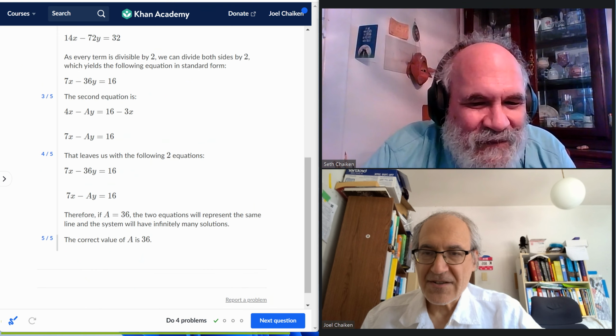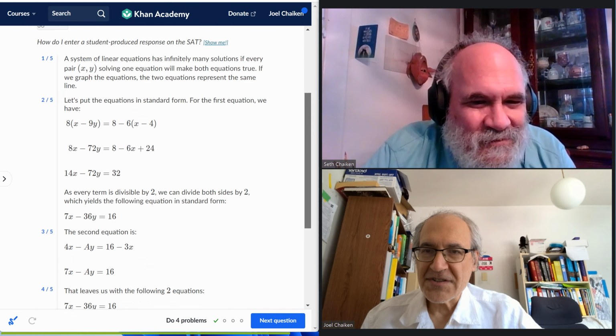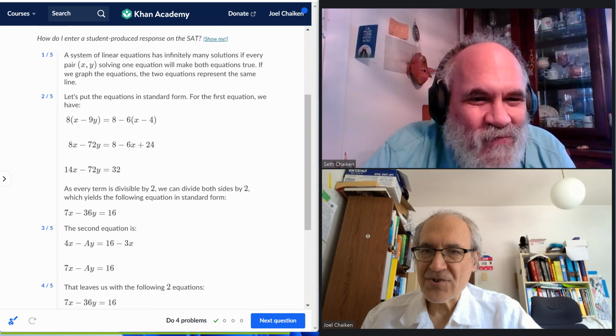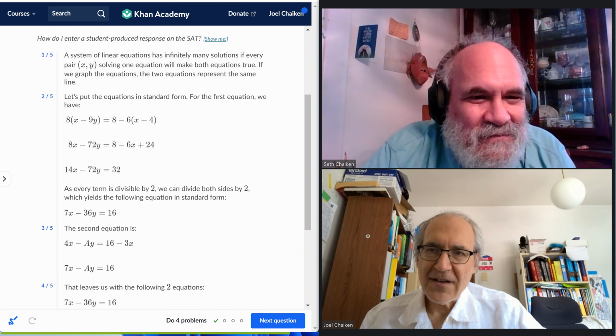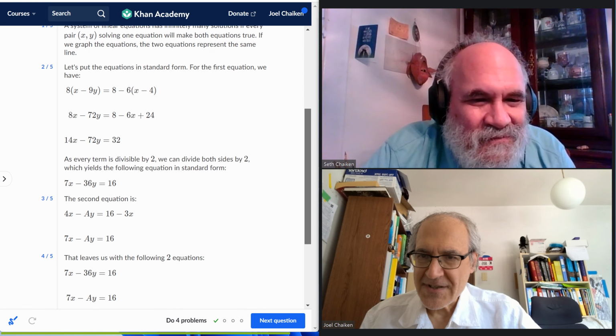How did they answer the question? They did 5 steps, a new all-time high so far. System of equations, infinitely many solutions. If we graph the equations, the 2 equations represent the same line. Let's put the equations in standard form. Very good. Notice they're not making any stupid mistakes.